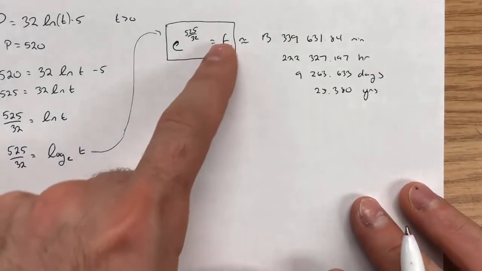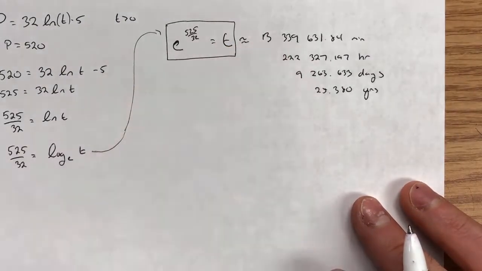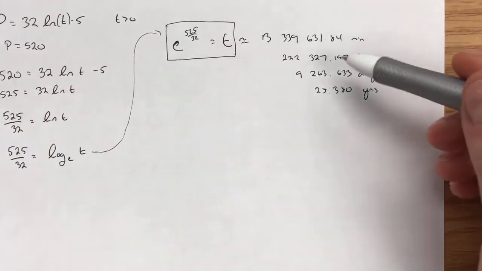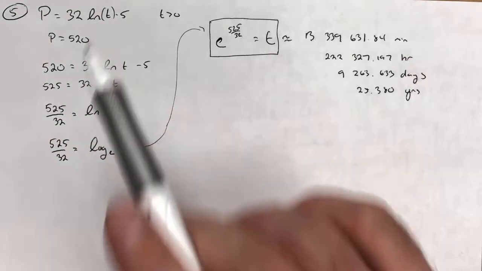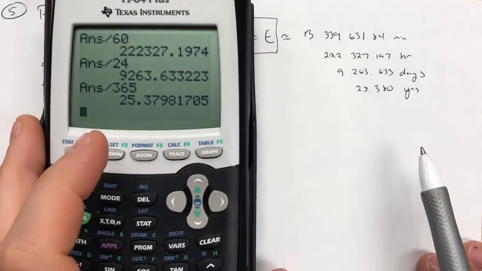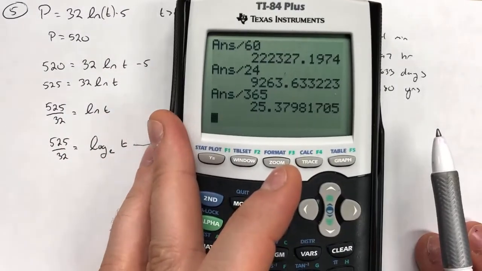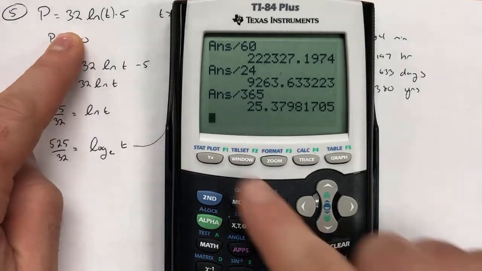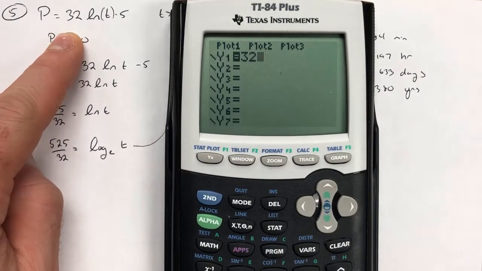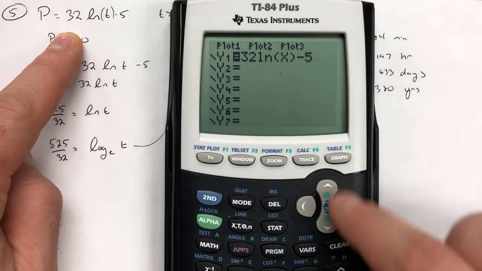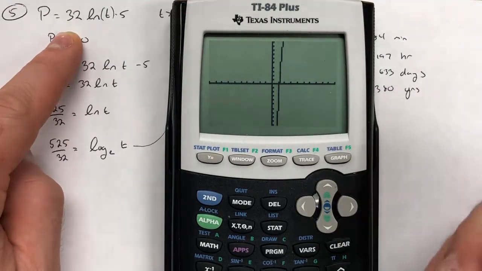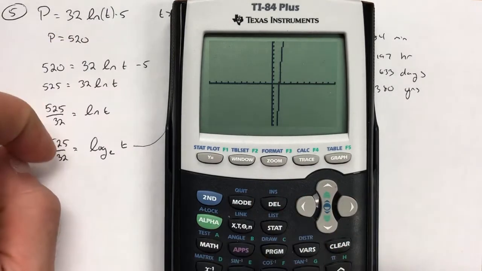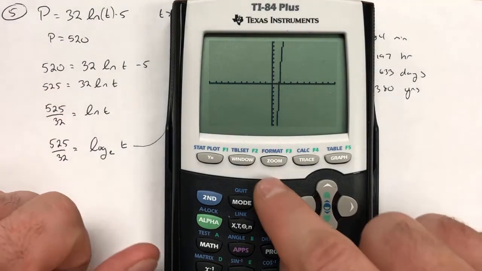Okay, so depending on the units, the original time in minutes is 13 million minutes, and that seems like an excessive amount of time for this population to grow from 32 to 520. But let's remember what the shape of this natural log graph is. Let's graph this. So we're going to say 32 times the natural log of x minus 5. And if we look at the graph, we see that it shoots up really quickly, so we're expecting that to come in handy. But let's zoom all the way up to when the population hits 520.